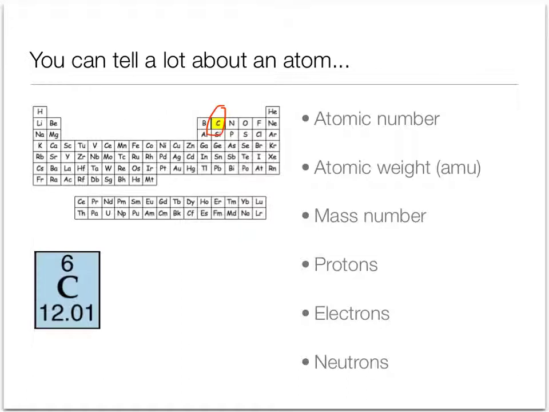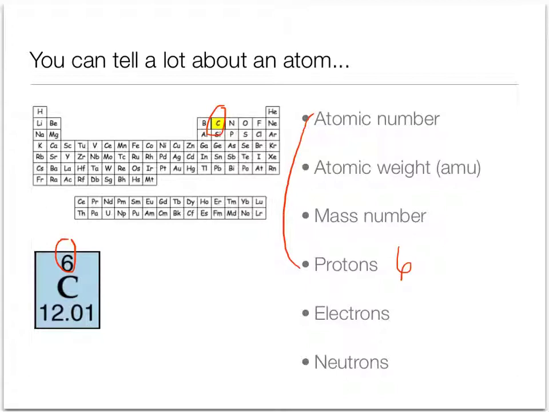The first number you see sitting on top right here is carbon's atomic number, 6. Each element on the periodic table has a unique atomic number. This number tells us the number of protons in the atom's nucleus. These two numbers will always be equal. So, if an atom has 6 protons, you know for sure that you're looking at an atom of carbon.